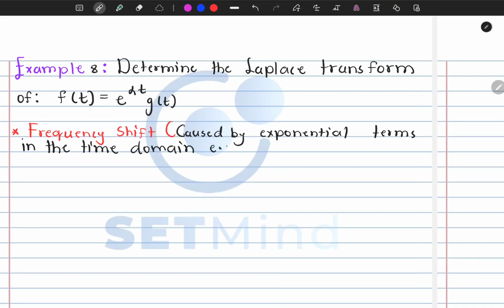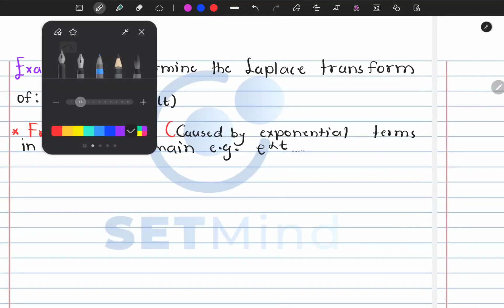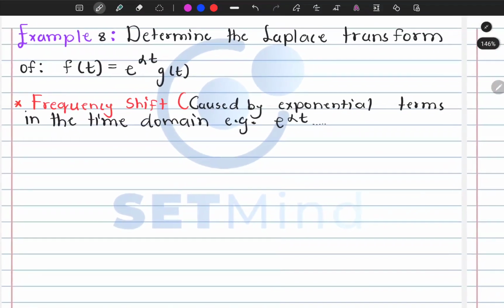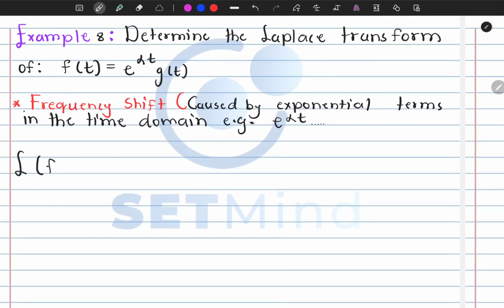So in this case, that exponential term would be e to the power of alpha t. It is going to cause a frequency shift. So how do we work around this? If you think carefully, if I'm taking the Laplace transform of f of t, all I'm doing is taking the integral from 0 to infinity of e to the alpha t and then g of t multiplied by e to the negative st dt, like this.